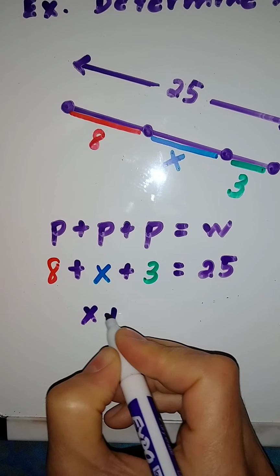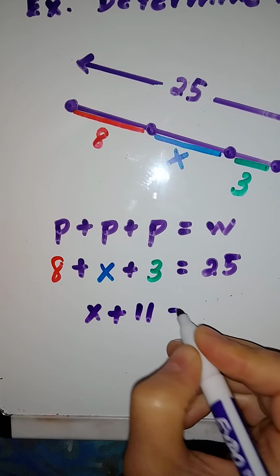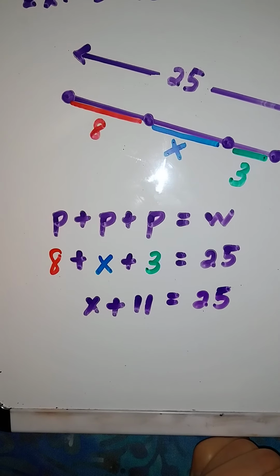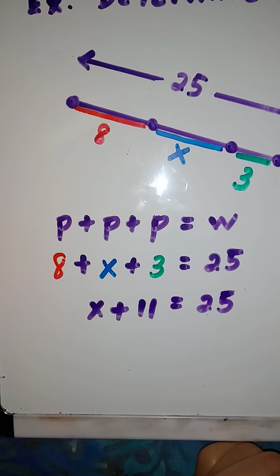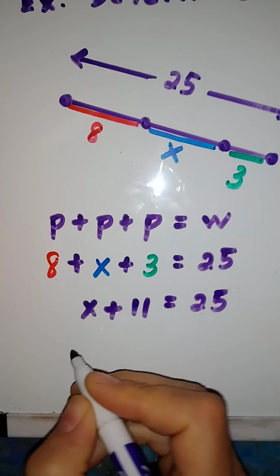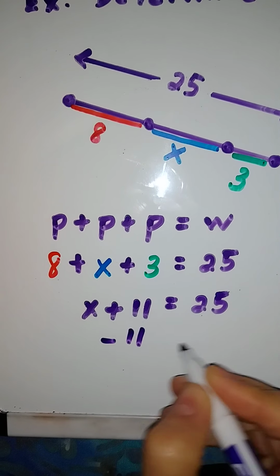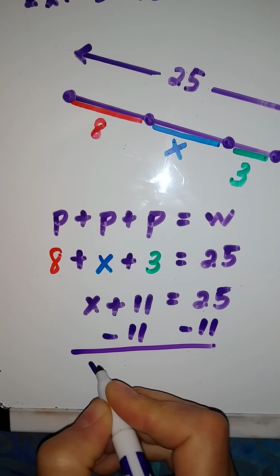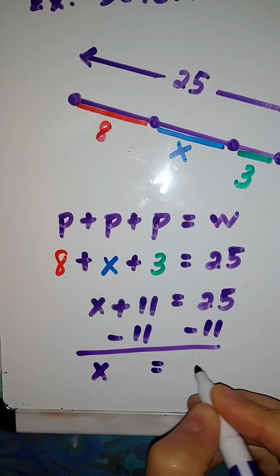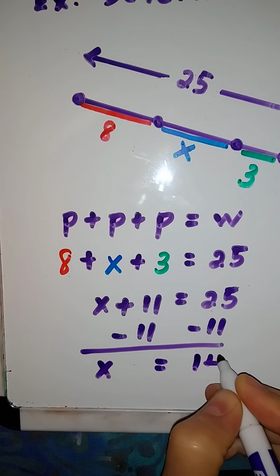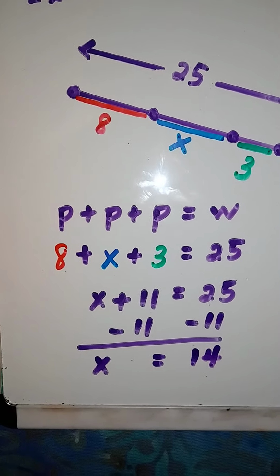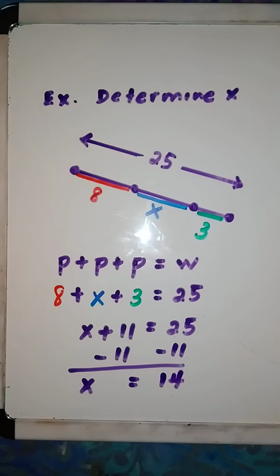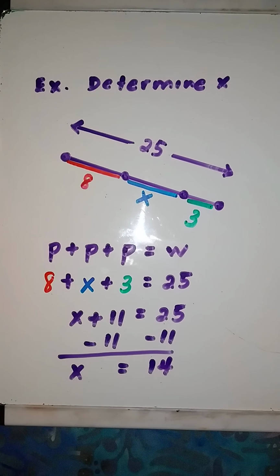Variable and like terms. Inverse operation, undo plus 11 with subtract 11. Isolate x, we find out x is 14. Now if you notice, the diagrams are not always drawn to scale.